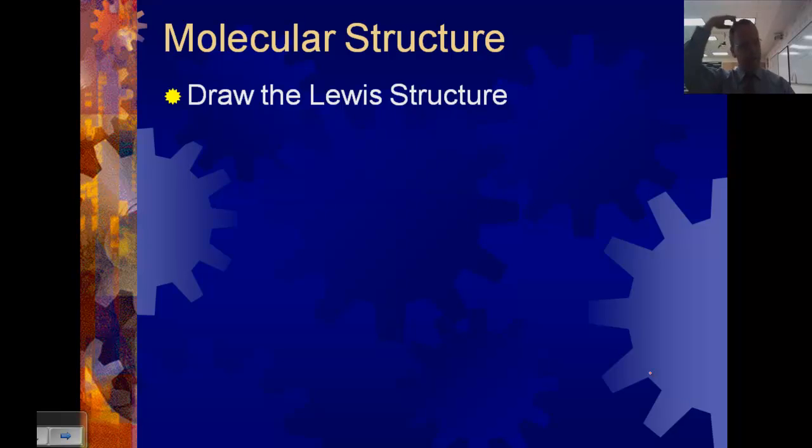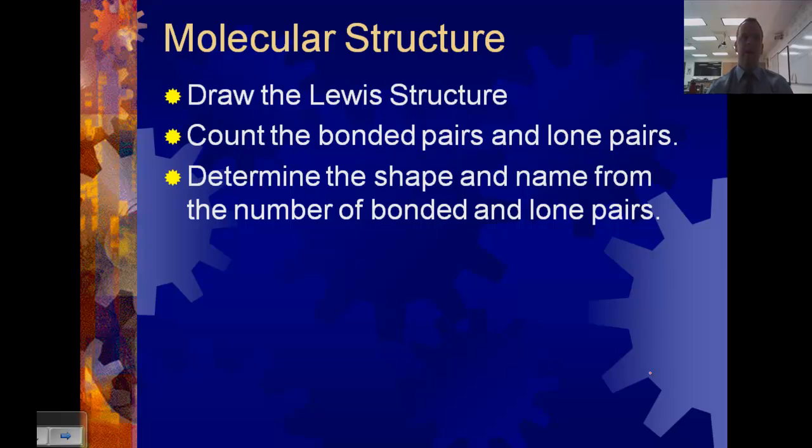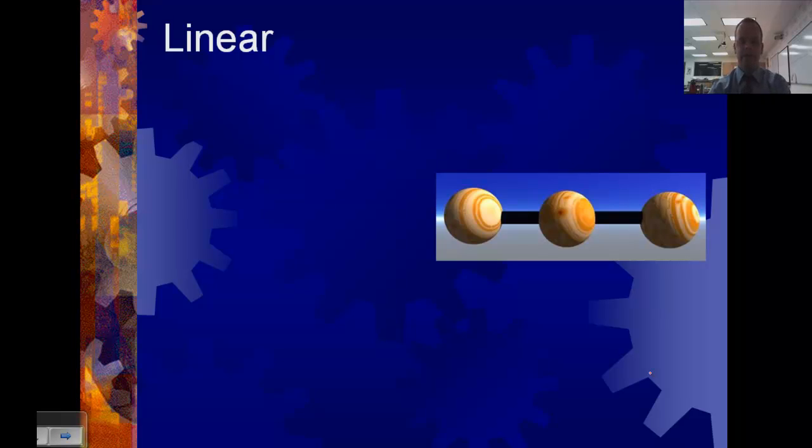To figure out the shape, you first have to draw the Lewis structure, which is why we talked about Lewis structures first. Count the number of bonded pairs and the number of lone pairs. So how many atoms are bonded to the central atom, and how many lone pairs does the central atom have? This only applies to the central atom, the atom in the center of the molecule. Then, based on how many bonds and how many lone pairs we have around the central atom, we can determine the shape. So let's go through the 5 shapes that we need to know.